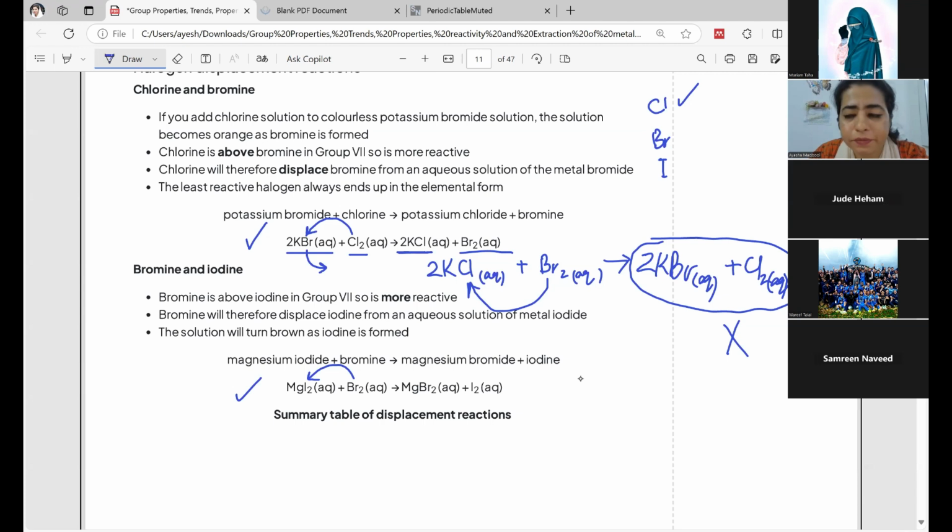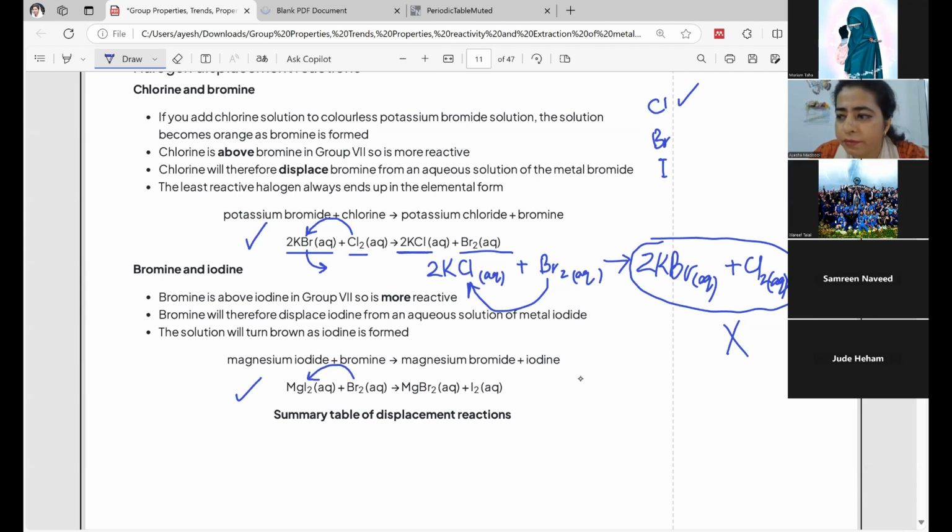Yes, I have a question. Yes. The question is, is this reaction possible or no? Can bromine come and replace this iodine to make MgBr2 or no? Yeah, it can be, but I have a question. Okay, you have a question. Yes, Mariam, your question.